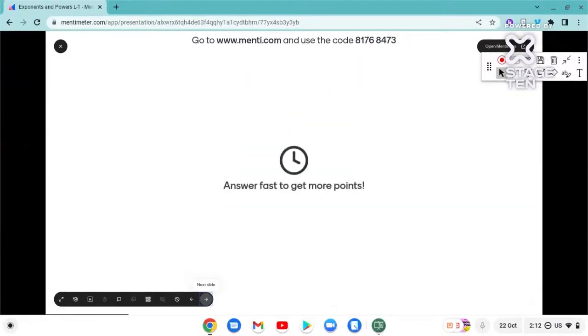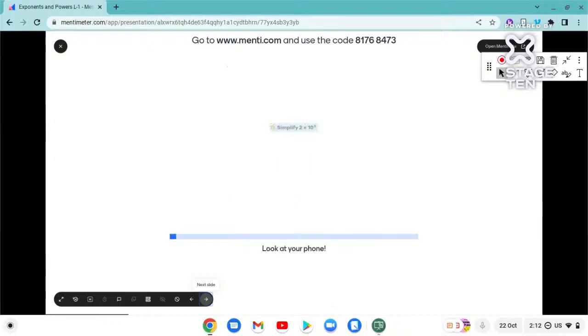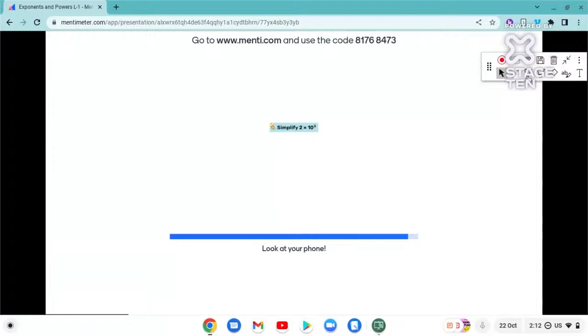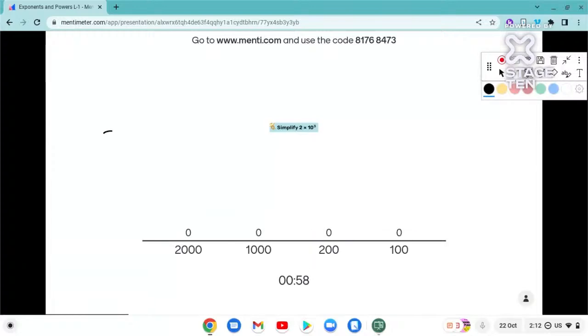Question number 1 on your screens now. Simplify 2 into 10 raised to 3. In case you cannot see what is written, it is 2 into 10 raised to 3. You have to find that out. Try to do it. We will also do it together.